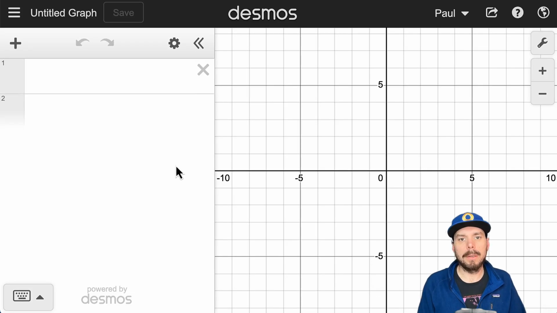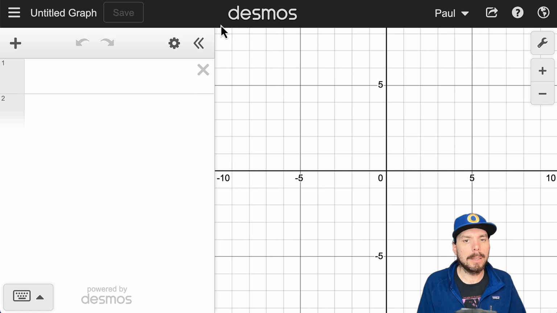Today we are going to take a look at quadratic and radical functions, talking about the concepts of inverses as well as reflections across the line y equals x. And all along the way we're going to look at some basic features of Desmos.